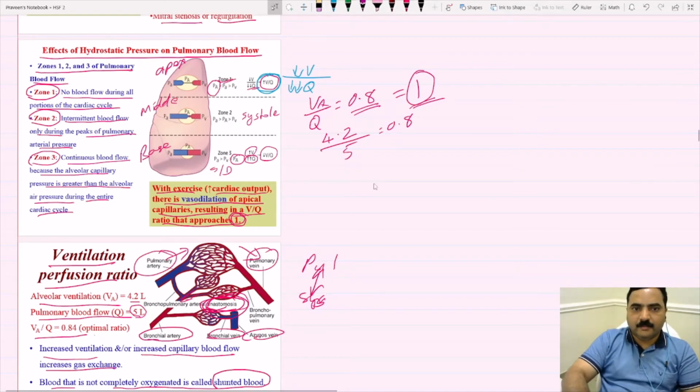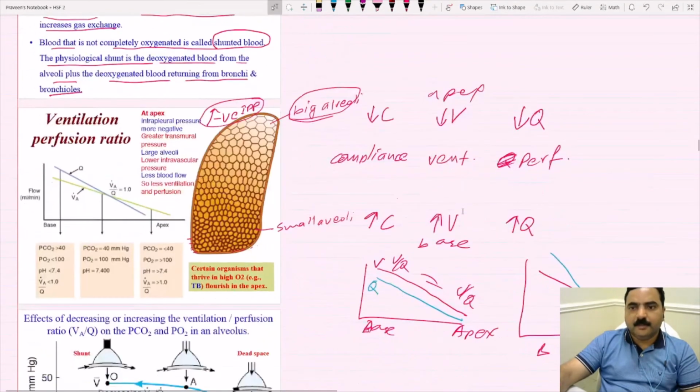Whereas in the base, what happens to the V by Q ratio? There is a decrease in V by Q ratio because the perfusion is more than the ventilation. You can see the perfusion is more than the ventilation in the base. So this is your perfusion. Q is above the ventilation, whereas here the Q is less than the ventilation.